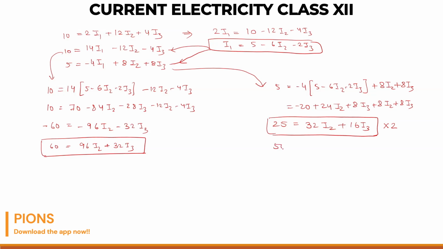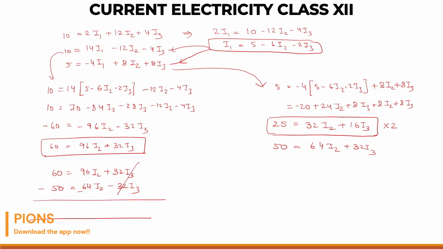So 25 into 2, 50, and this will be 2 fours 8, 2 threes are 6, 64 I2, and 16 twos are 32 I3. Let's subtract this one from that. So 60 equals 96 I2 plus 32 I3, and we subtract it from 50 equals 64 I2 plus 32 I3. I have written here by mistake I2, so this is I3 and this is also minus. So subtracting all, this will cancel out. 60 minus 50, 10. And 96 minus 64, 32 I2.